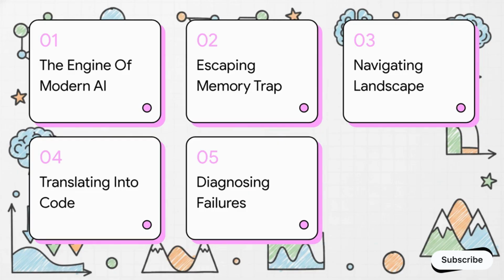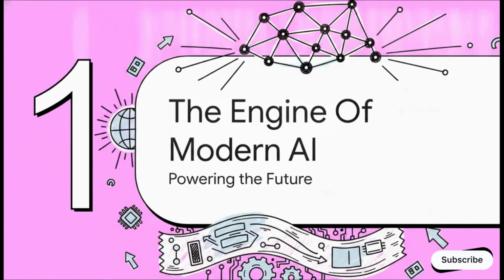We're going to cover the engine of modern AI, escaping the memory trap, navigating the loss landscape, translating theory into code, and finally, diagnosing system failures. So, starting right off with Section 1, the engine of modern AI.